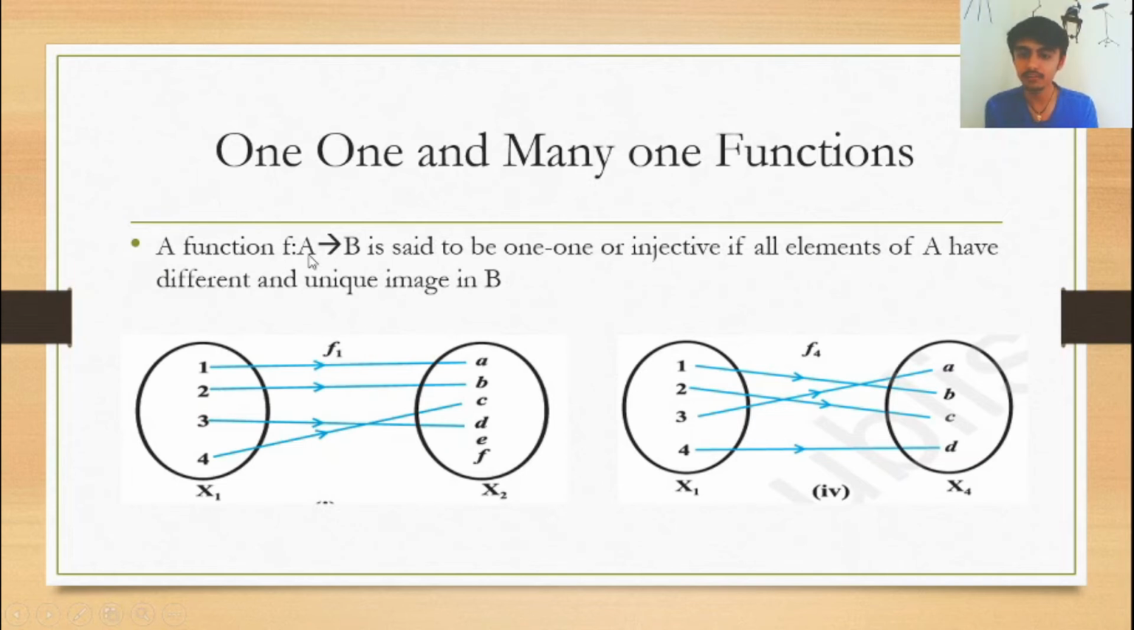A function f from A to B is said to be 1-1 or injective. 1-1 is also known as injective. Many a times the question is like, prove that this function is injective. So you guys don't have to get confused.